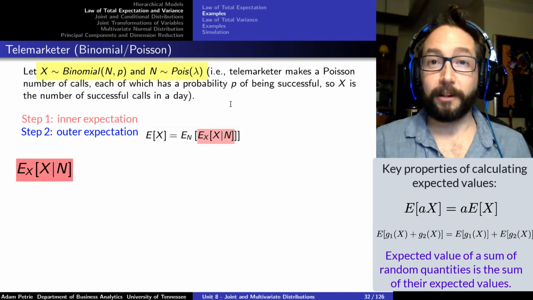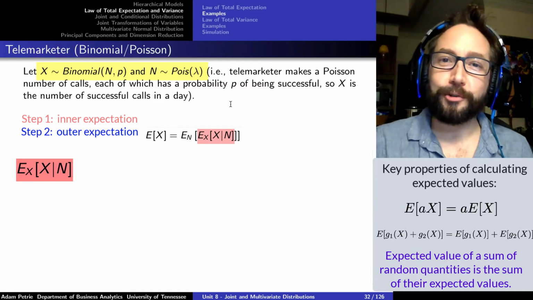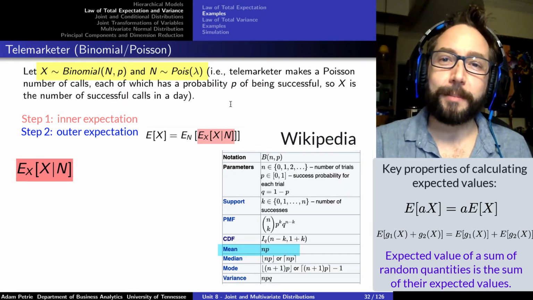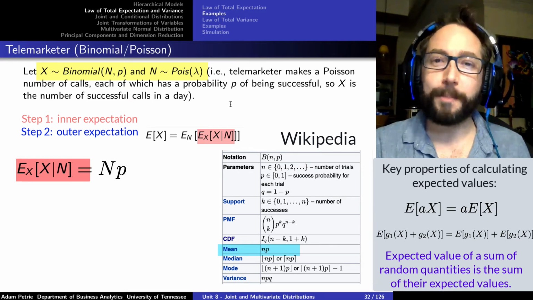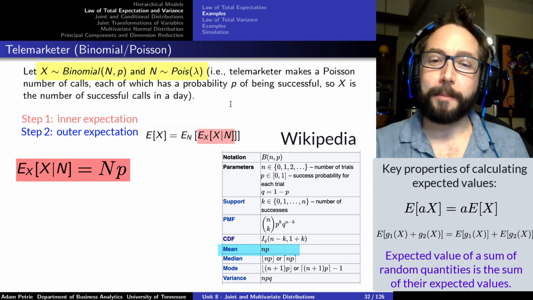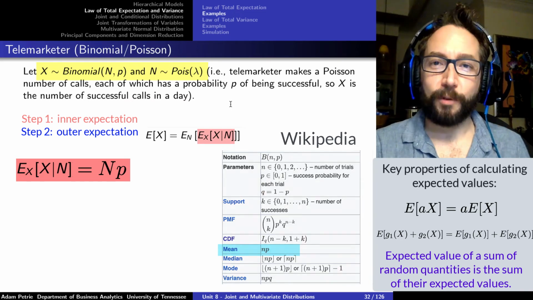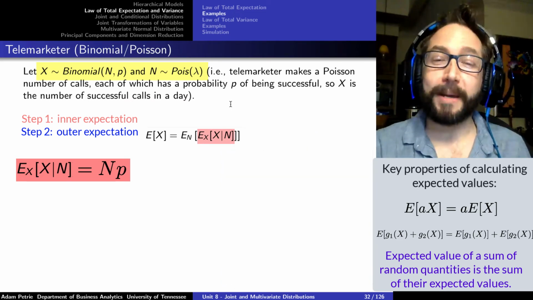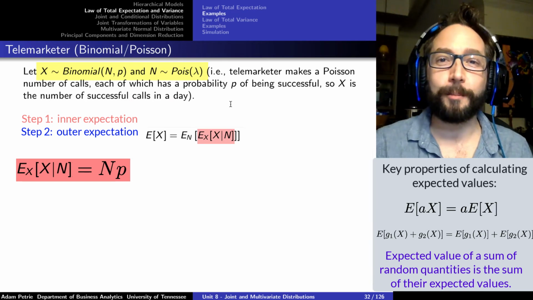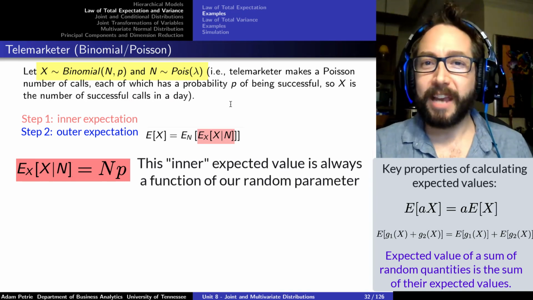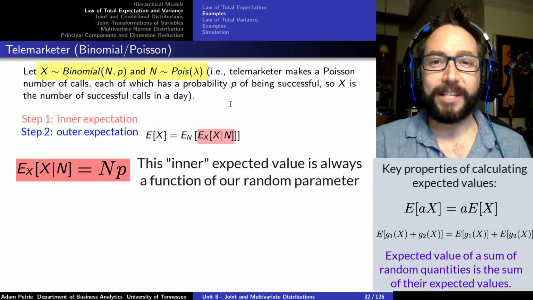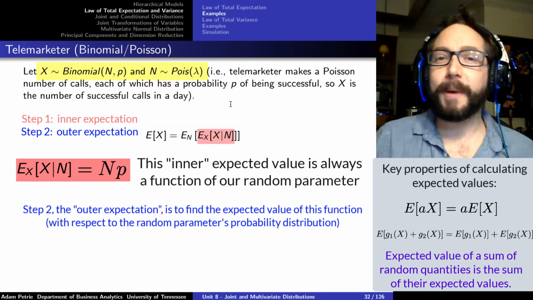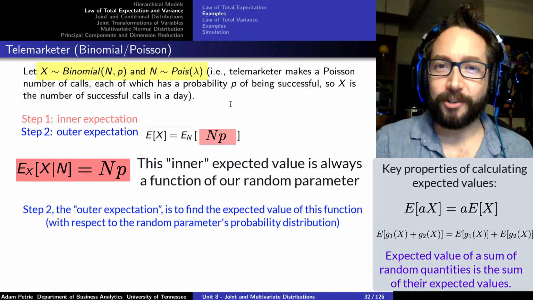So if I go and look up the binomial distribution, what's the average value, etc.? I find that the average value of the binomial is just n times p, the number of trials times the probability of success. So step one is to just figure out what the formula is for the expected value of x in terms of that unknown parameter. So we get a function, capital N times p, and now we say, okay, let's take into account the random nature of n. What's the expected value of that function?